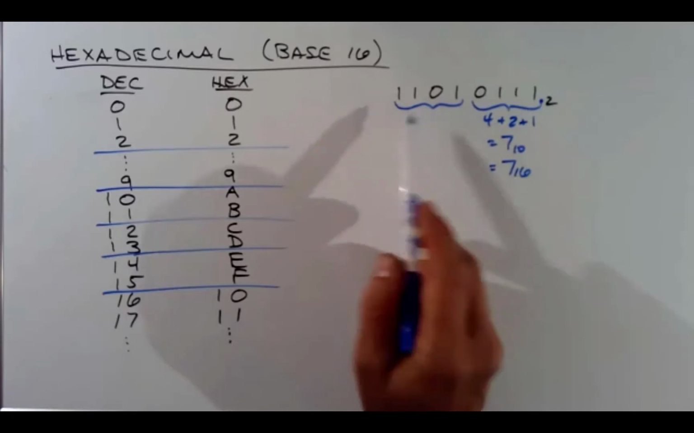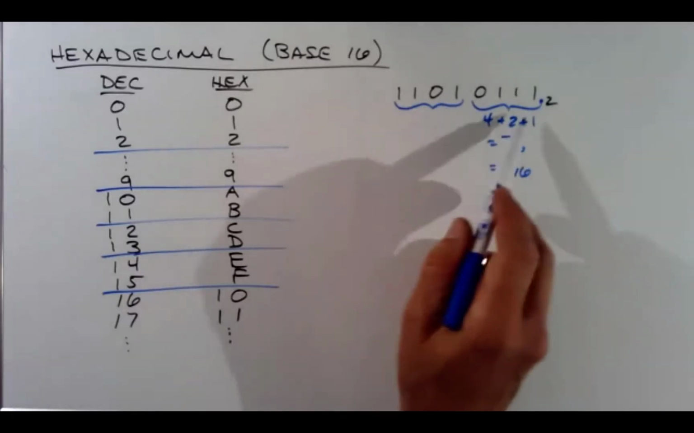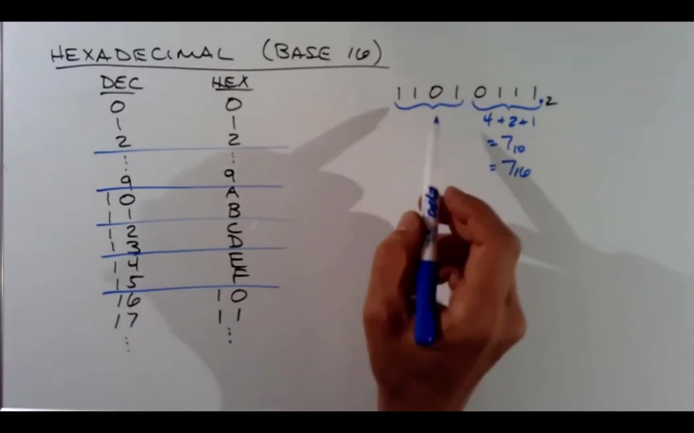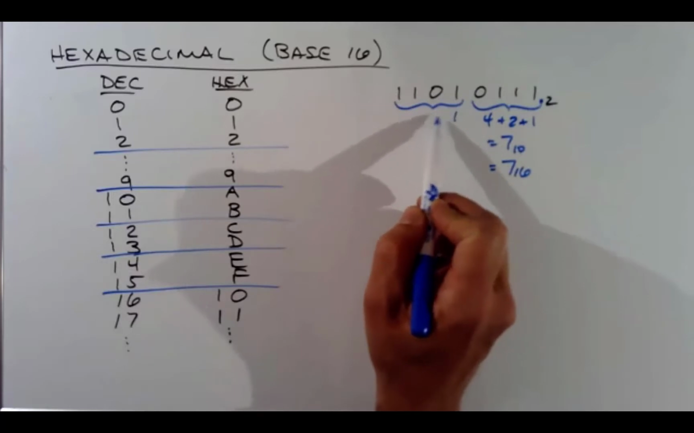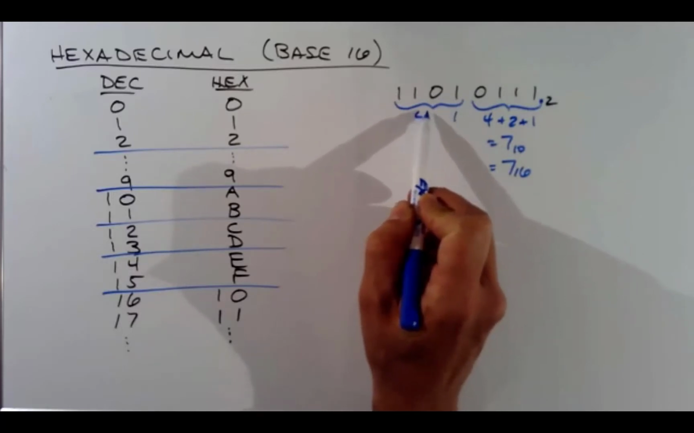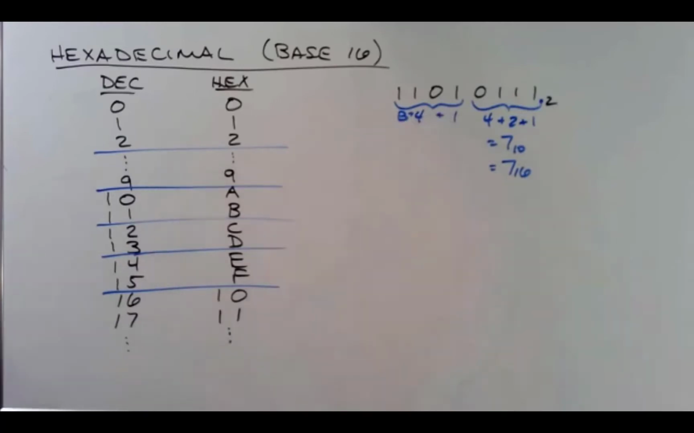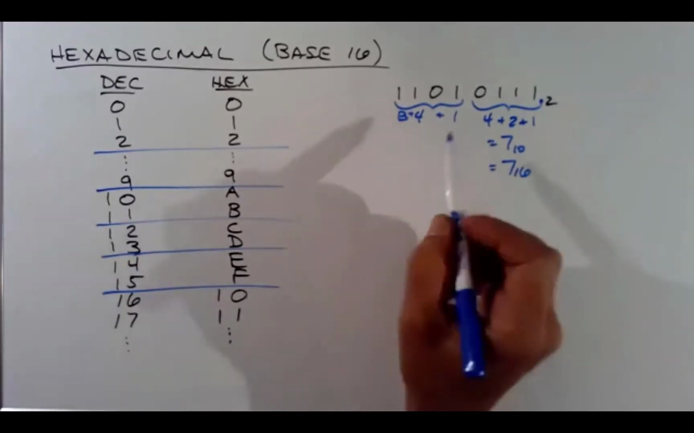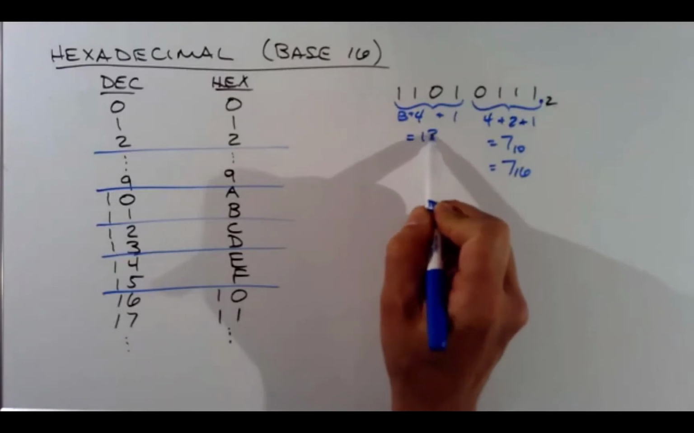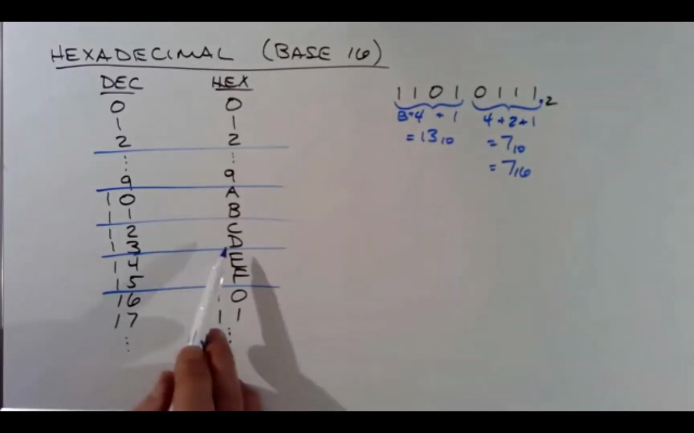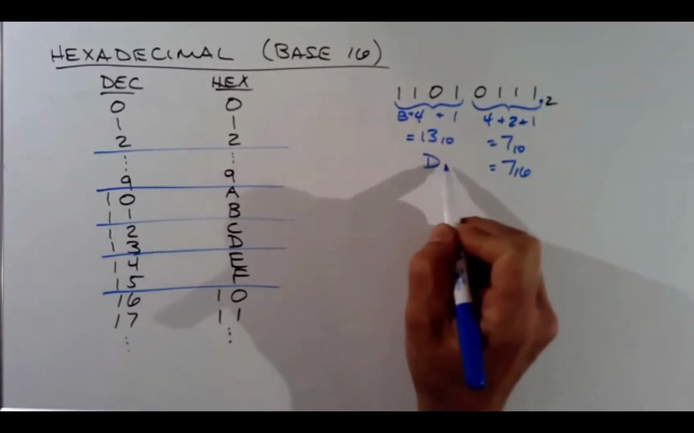Let's move to the other 4-bit word over here, this other nibble. This is actually, let's see, 1 plus, this is a 4, and this is an 8. Right? Plus signs in there. And so 8 plus 4, that's 13. That equals 13 base 10. And 13 in hex is a D, as in delta.